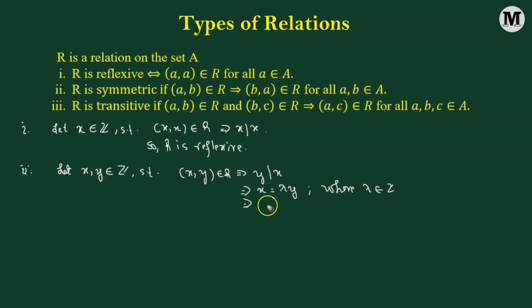Now, what we can do is rewrite this equation as y equals 1 over lambda multiplied by x. Now there is a problem. 1 over lambda is not an integer, so we cannot say for sure that y is a multiple of x. Y is not a multiple of x.